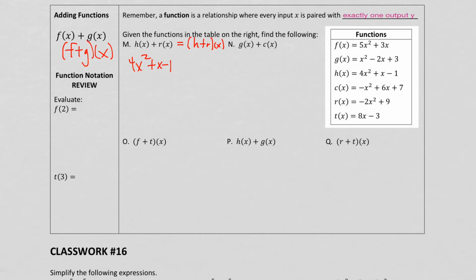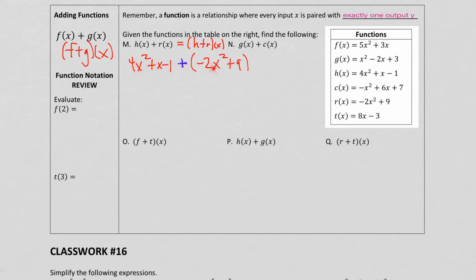And we're going to add that with r of x. So r of x over here is going to be this function, minus 2x squared plus 9. So in this case, notice how we're adding these together. And from our above notes, when we add things together, we can only add like terms.